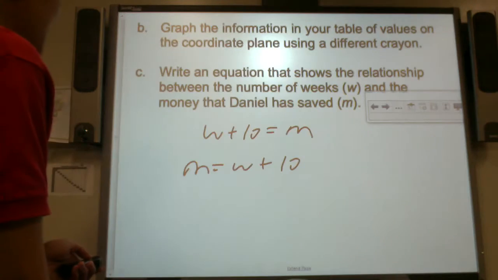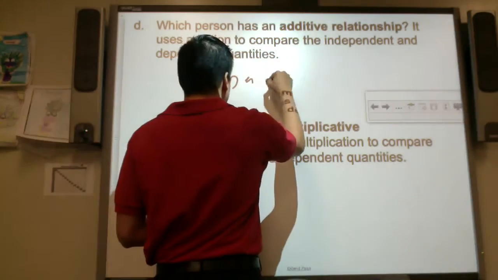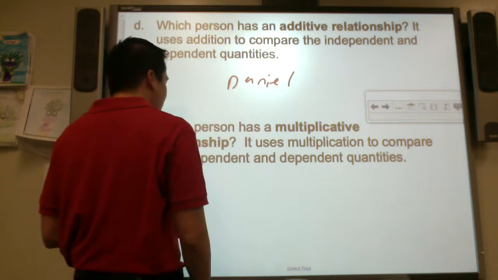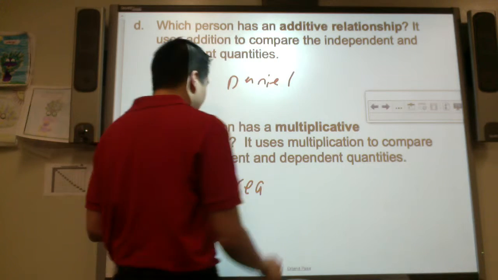Which person has an additive relationship? Well, the only one where we added was this one. So Daniel has the additive. Which one has a multiplicative? Andrea, because her weeks were multiplied by 5.